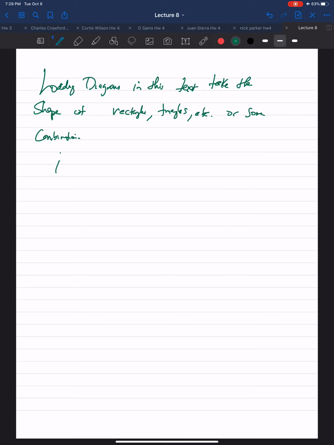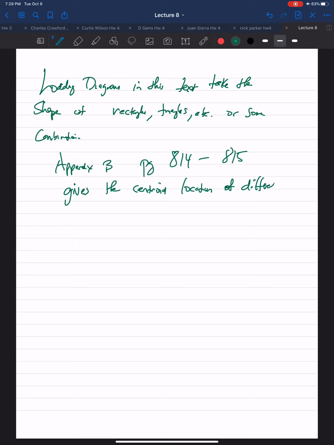We can find these in appendix B, which in the text is on page 800 and 814 through 815, which gives the centroid location of different geometric shapes. For example, the centroid of a rectangular area is in the center, and the area is given by base times height.